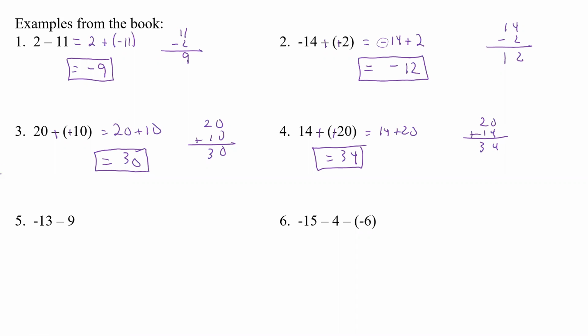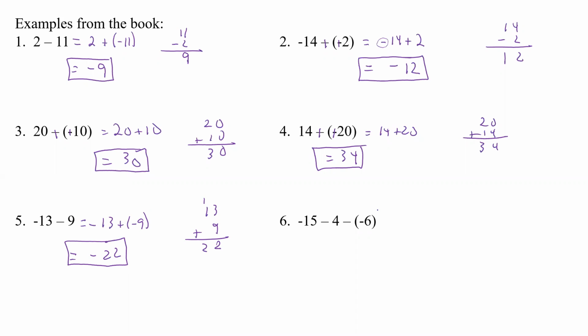All right, what about number 5? Well, here we have a negative 13 minus 9. So first, let's rewrite it in addition. Negative 13 plus the opposite of 9. Now we're adding two like signs. So we can take 13 plus 9. So we have 9, 10, 11, 12. Carry 1, 1, 2. And so we get 22 as our number. And then we have our answer negative because both of them have negative on it.